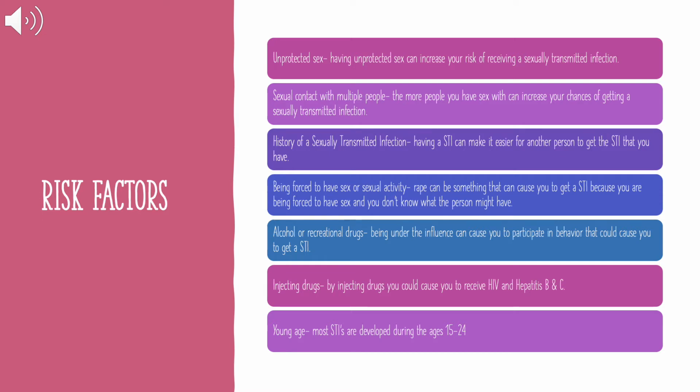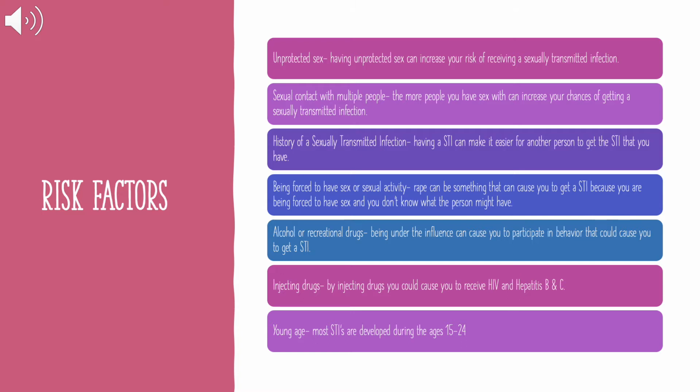Another risk factor is sexual contact with multiple people. If you're going around at parties, having sex with multiple people, that also increases your chances of getting a sexually transmitted infection, because a lot of times you might not have a condom or you're just doing it just to do it, and someone might not tell you or someone might not know that they have a sexually transmitted infection, which is an extreme increase of risk.